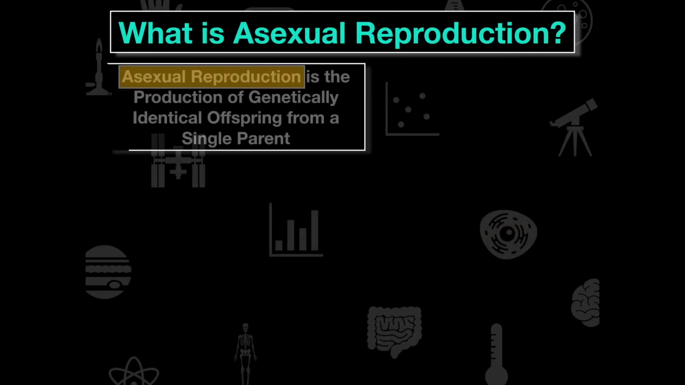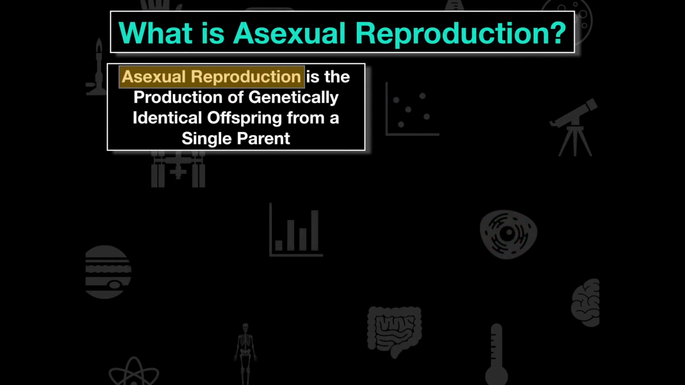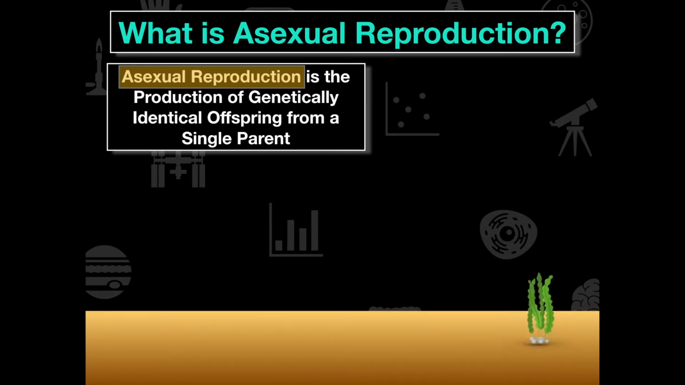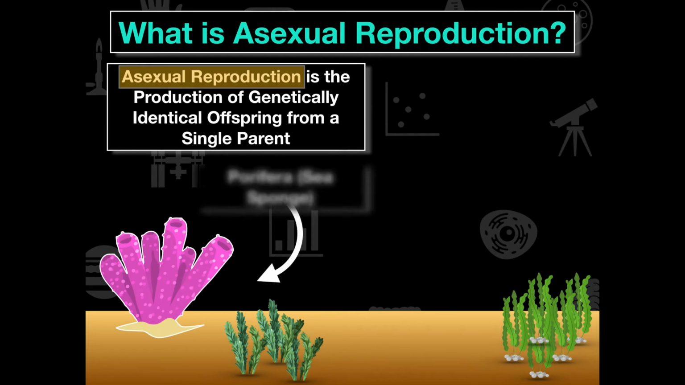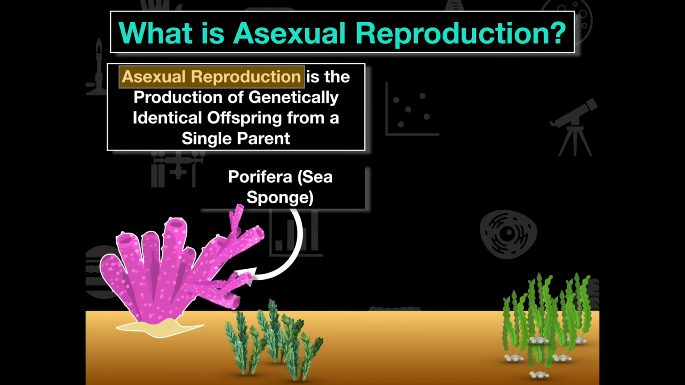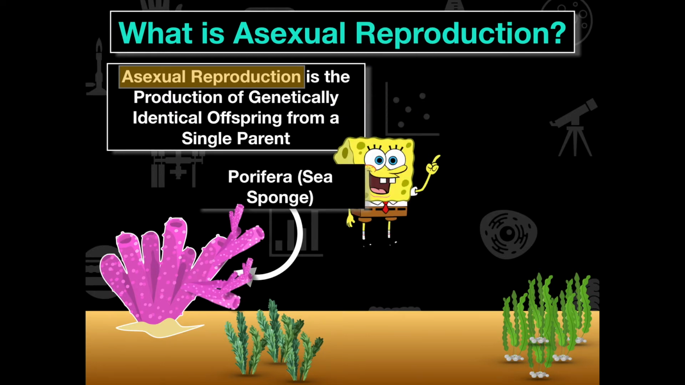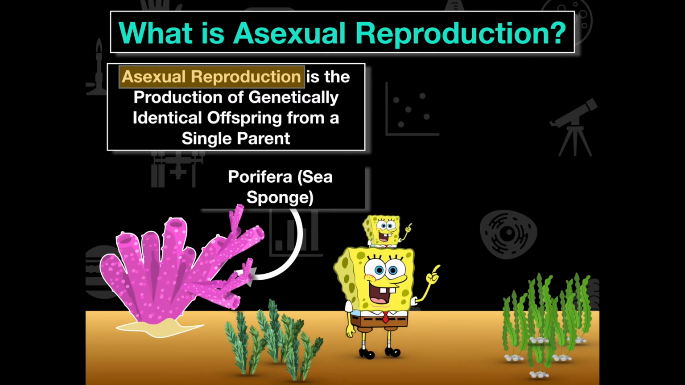Now, asexual reproduction is going to produce genetically identical offspring from a single parent. Let's take a journey down into the ocean. Let's look at some sea sponges here, some porifera. Now, porifera, which is going to be this sea sponge here, are going to reproduce via budding. So what they can do is go through mitotic divisions and create smaller organisms that will eventually grow into a similar size of the porifera, and they're going to bud off smaller and smaller organisms. SpongeBob, we're going to take a look at a clip of SpongeBob in a second here, does this process.